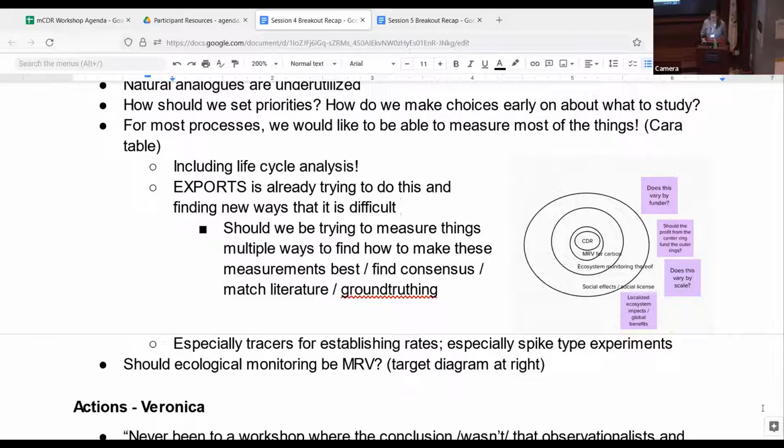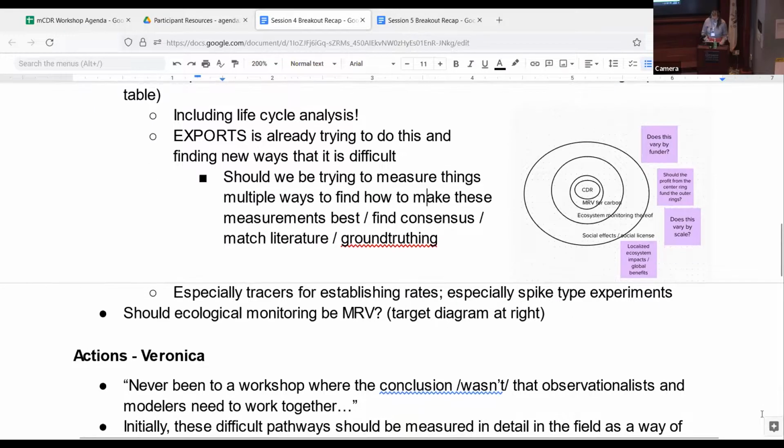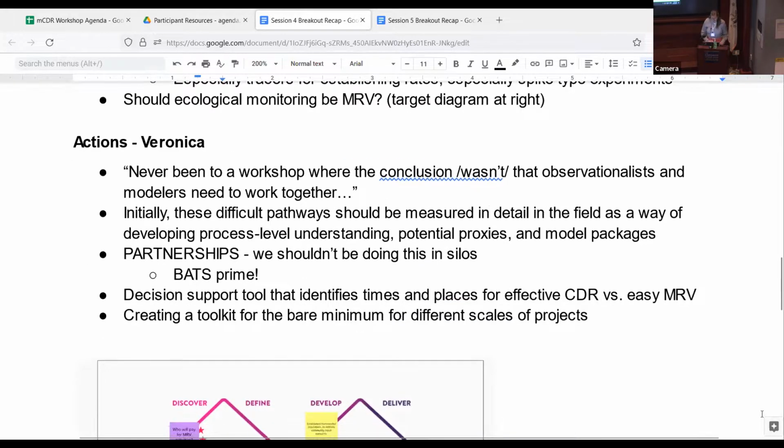Hey, I'm Veronica from the University of South Florida. Some of the actions that we took away from this group discussion: in quotes here, "never been to a workshop where the conclusion wasn't that observationalists and modelers need to work together." So maybe that's more of a call to action than a specific action, but we did talk about ways we can better incentivize that kind of cross-domain work with modelers and observationalists.